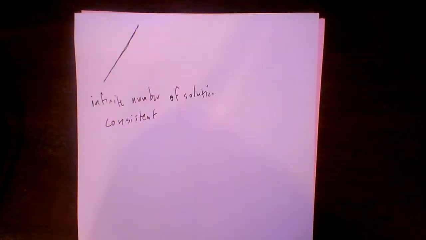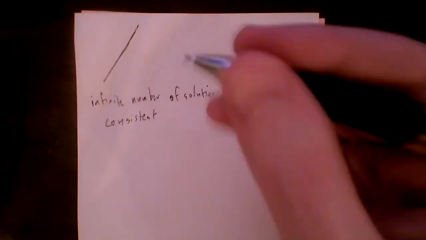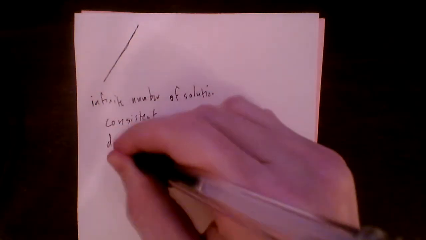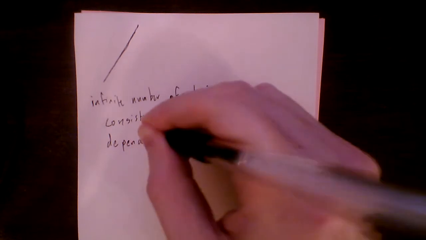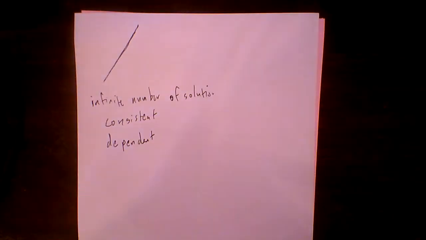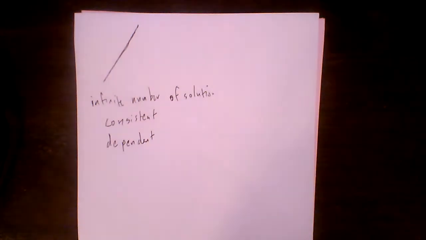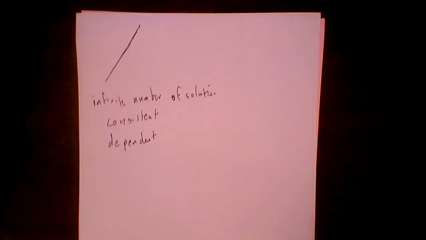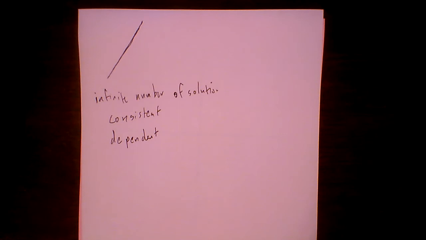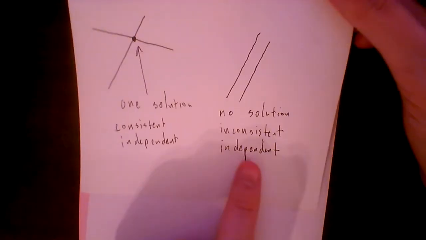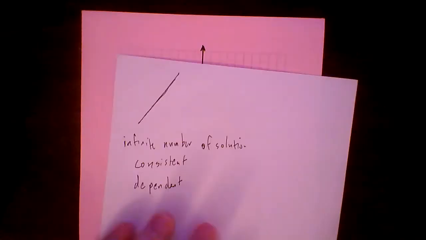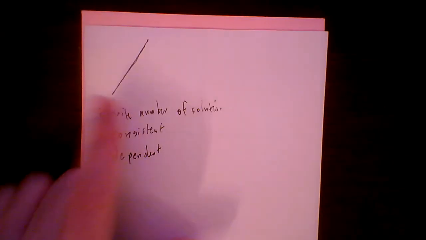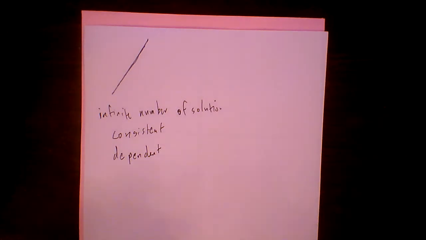So this is another consistent system. Remember, the word consistent means there is at least one solution. But in this one, there are not two separate lines. So we actually call this a dependent system. That's the word we would use to describe this: the system is dependent. And that's everything that can happen. There are three different cases. We've got our one solution case here. We've got our no solution case here where our lines are parallel. And then we've got our infinite case here where our lines are right on top of each other.